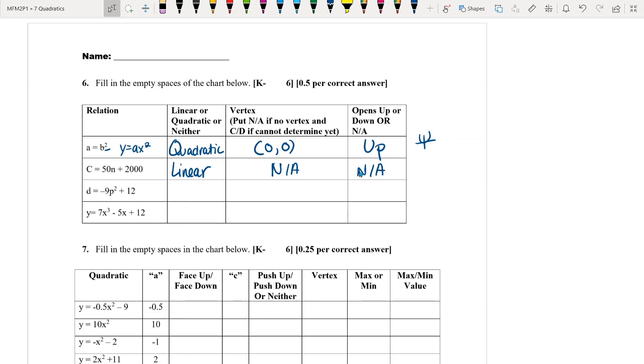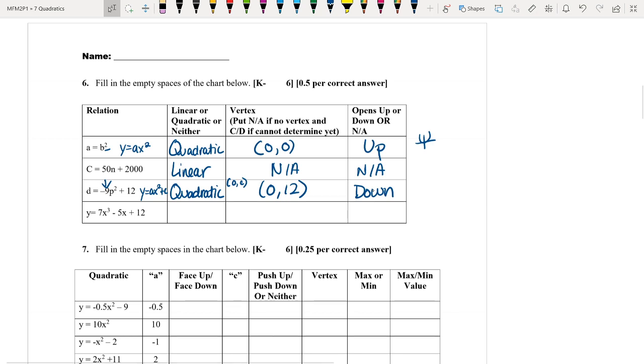D equals negative 9p squared plus 12. In this, we have a second degree equation. The highest exponent is 2, and therefore it is quadratic. Now this is in the form y equals ax squared plus c, and therefore the vertex is going to be 0, 12, right? Because when you have it in that form, it's 0, whatever the value of c is. C has a value of 12. Does it open up or down? Well, a is negative. This value here is negative, and therefore it opens down.